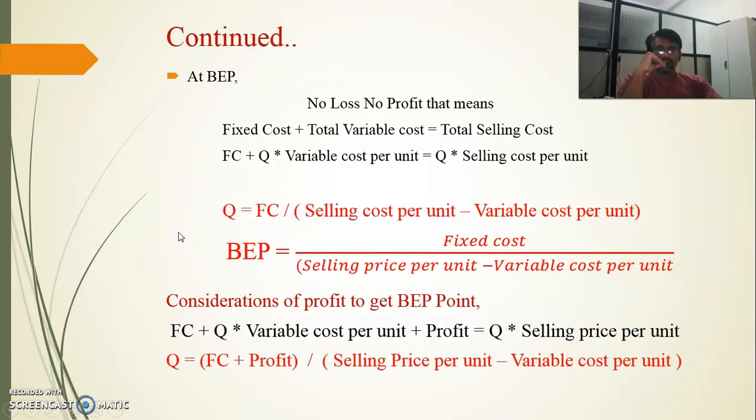Now, how should we calculate it with the help of a formula? At the break-even point, we know there is no loss and no profit, which means that the fixed cost plus variable cost becomes the total selling cost. Now if we put the notation for fixed cost as FC and the variable cost, here the word is total.